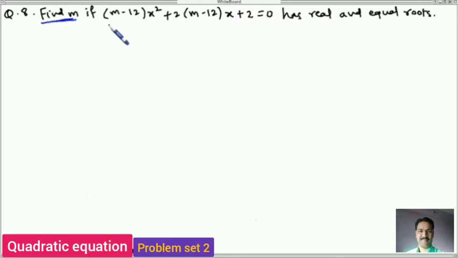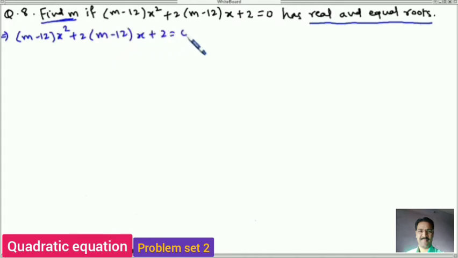Okay, already we know real and equal roots means what? There should be b square minus 4ac equal to 0. Okay friends, now see here, I will take the first quadratic equation as it is, that is (m minus 12) x square plus 2(m minus 12) x plus 2 equal to 0. Already it is in standard form. Okay, we'll compare with the standard form.